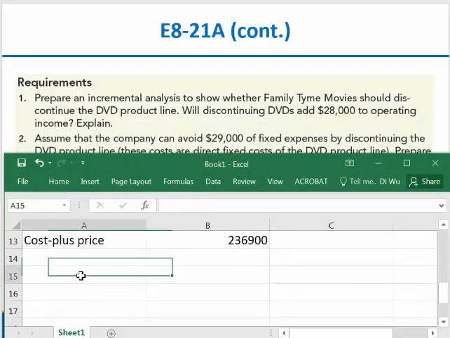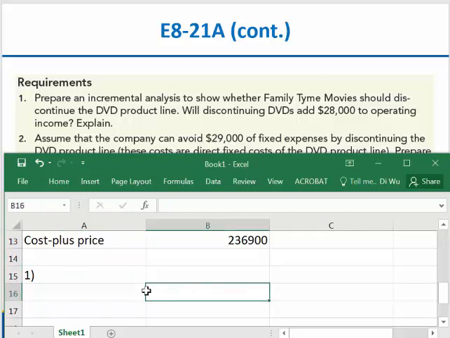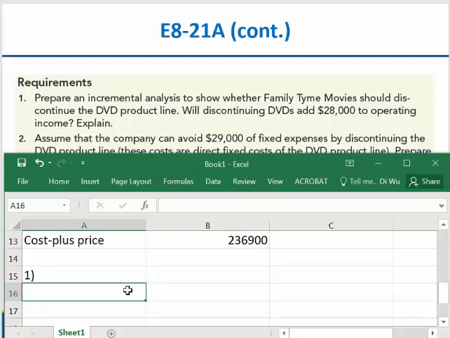Alright, so let's take a look at question 1. So what is incremental analysis? Basically, you just look at a business simulation. Let's assume that we're going to discontinue DVD. How will that happen? If we discontinue DVD, you're going to see the following.